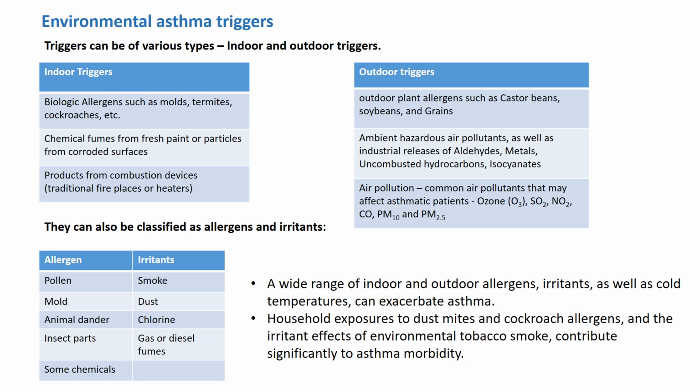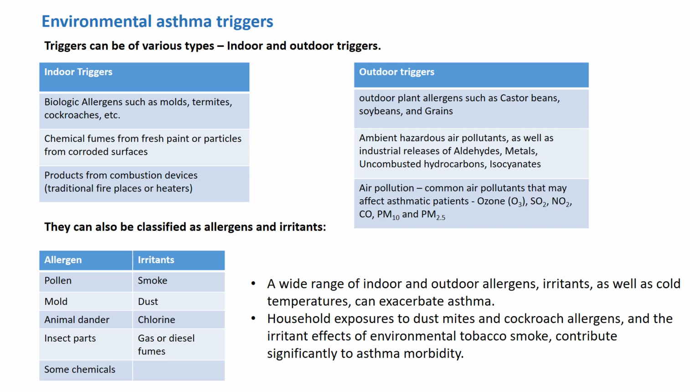Environmental asthma triggers. Triggers can be of various types, for example, indoor and outdoor. Indoor triggers consist of biologic allergens like dust mites or roaches, chemical fumes from paints or corroded paint, products from fireplace in the house. Outdoor triggers are industrial pollutants, pollen in the air, particulate matter.